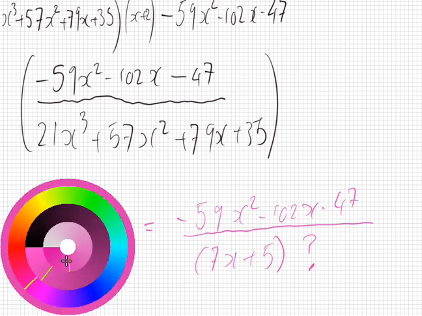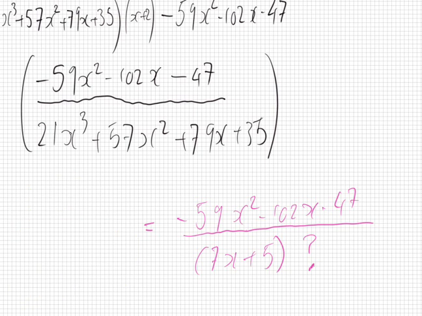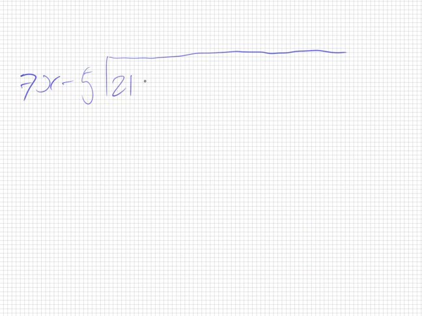How do we find this quadratic? Long division. So now this time as a sub problem, I take this cubic and divide it by 7x plus 5. So as another side problem, what was the cubic, please? 21x cubed plus 57x squared plus 79x plus 35. Is that right?